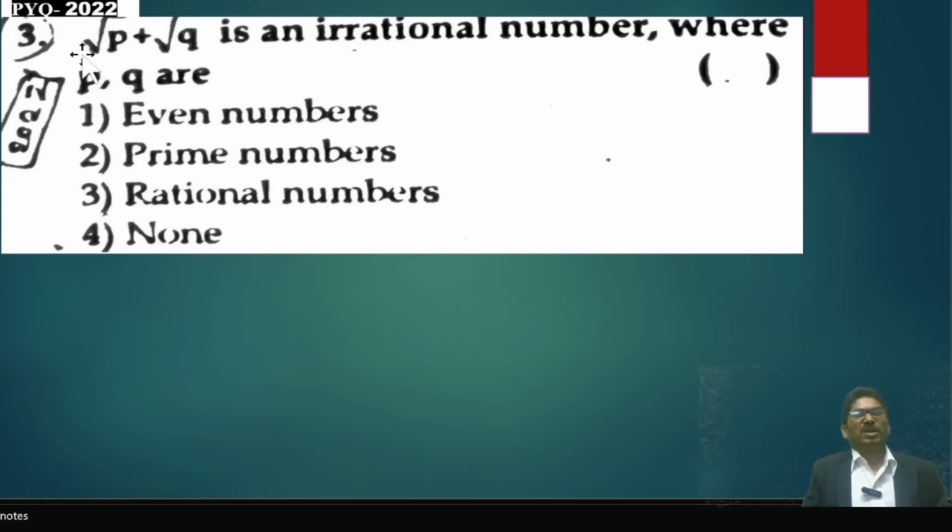Question number 3. Square root of p plus square root of q is an irrational number where p, q are prime numbers. This question is from 2022. In 2022 also we got 5 questions. So option 2 is correct.